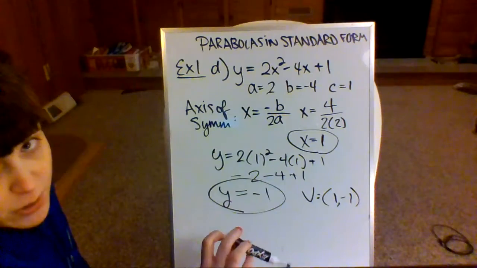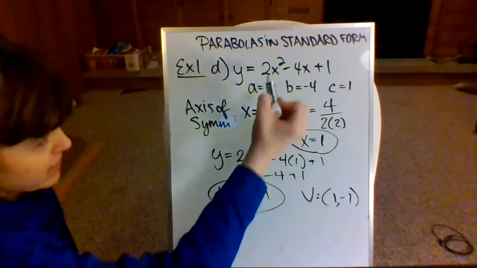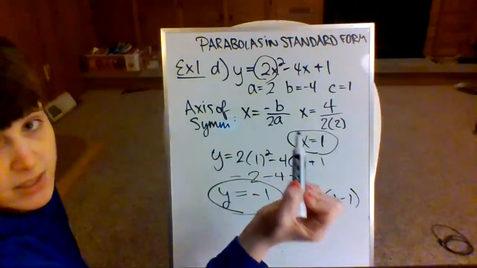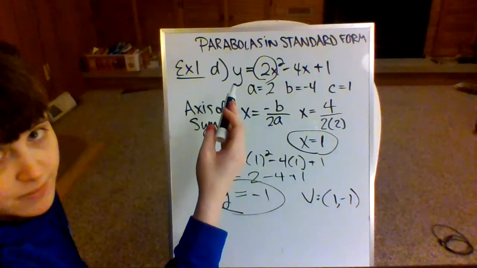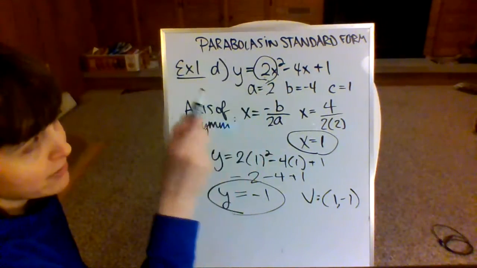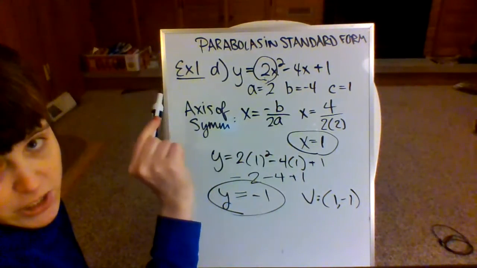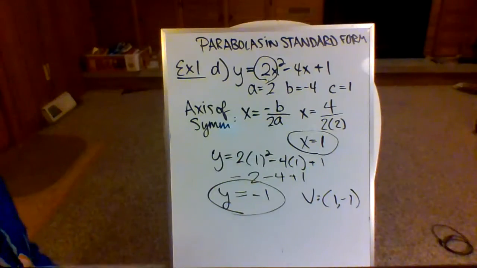Now, if I were to ask you which direction this parabola opens, you would look at the a value still. So the a value here is 2. Since 2 is positive, your parabola would open up. Okay, so you always look at the number in front of x squared if it's in standard form, and that tells you if it opens up or down.